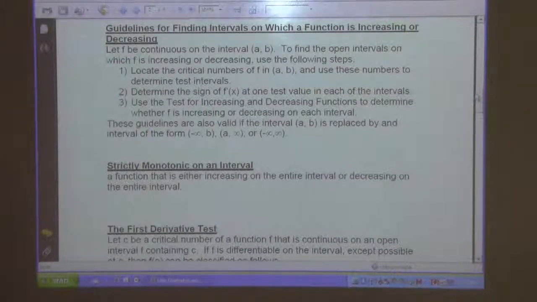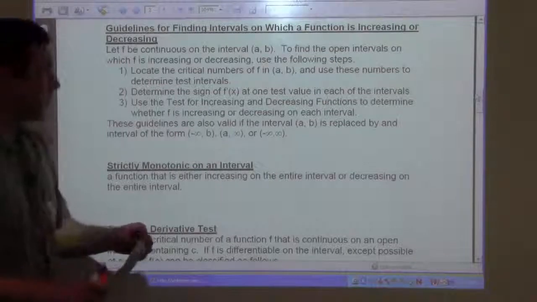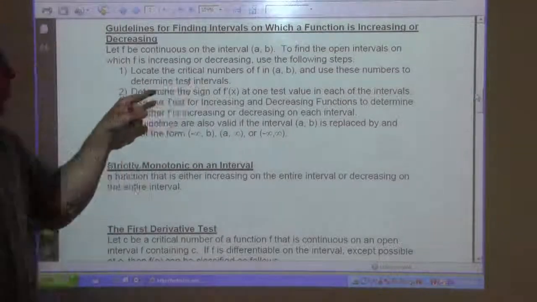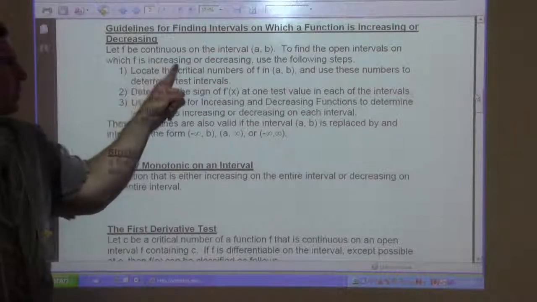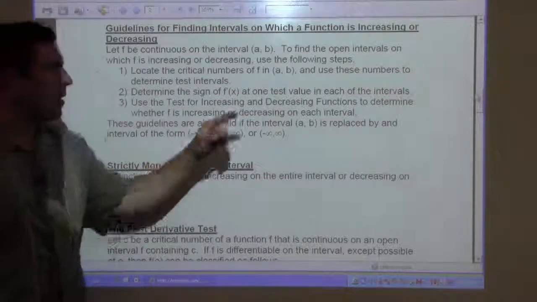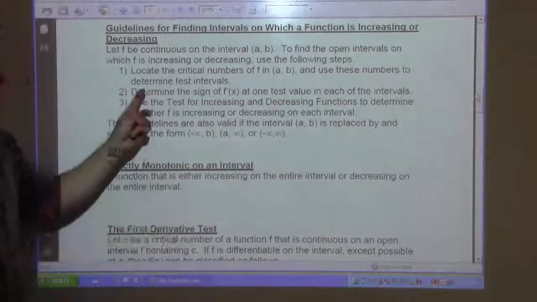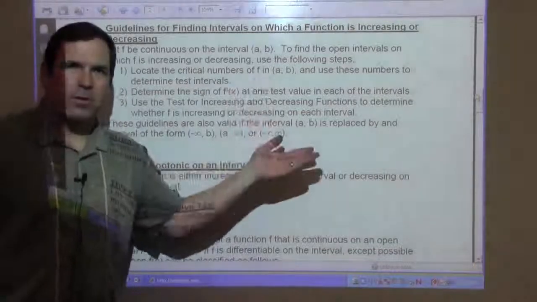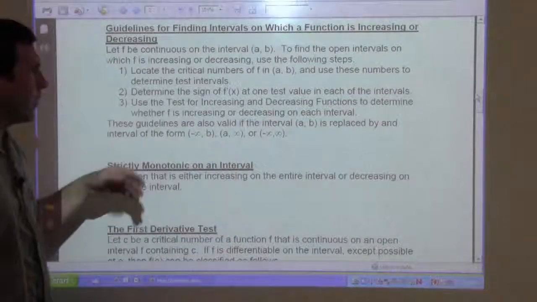Guidelines for finding intervals on which a function is increasing or decreasing. Let f be continuous on the interval from a to b. To find the open intervals on which f is increasing or decreasing, use the following steps. Locate the critical numbers of f in the interval from a to b and use these numbers to determine the test intervals. So you find the critical numbers. That's what we did. Take the first derivative, set it equal to 0.